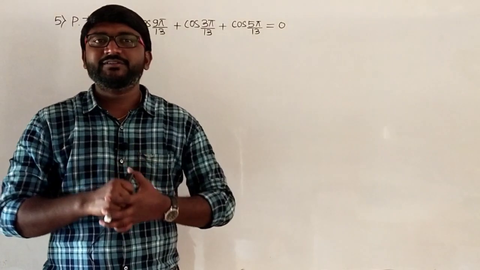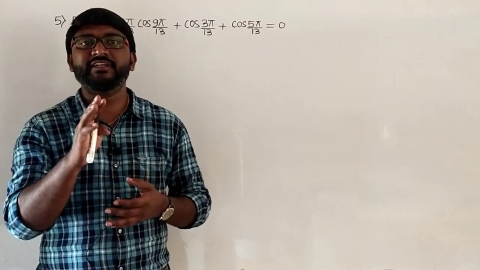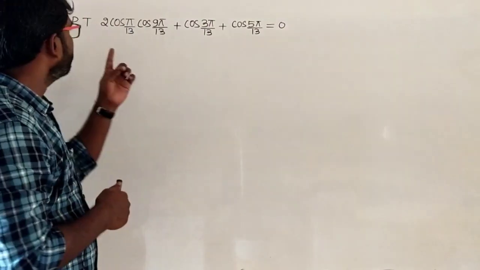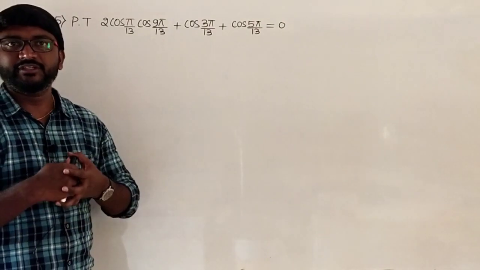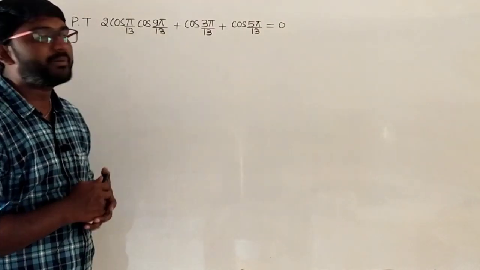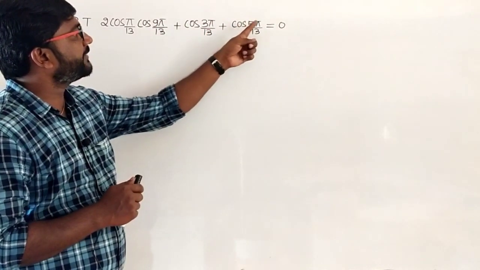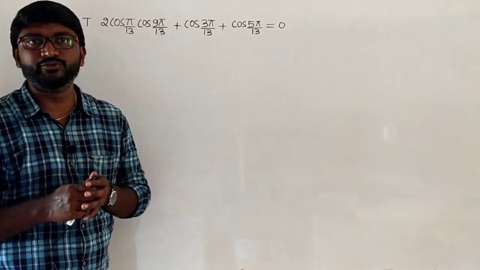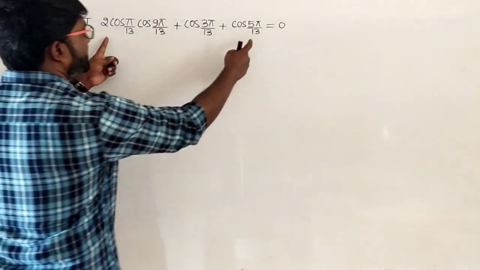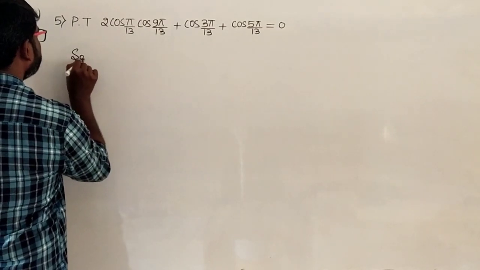Well, let us solve some miscellaneous exercise problems. So till now we have solved miscellaneous example problems. The fifth question is: prove that 2 cos pi by 13 into cos 9 pi by 13 plus cos 3 pi by 13 plus cos 5 pi by 13 is equal to 0. So we have to take this as the LHS. So let us go ahead with the solution here.